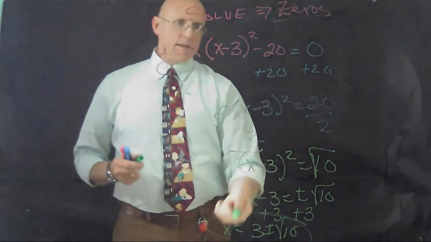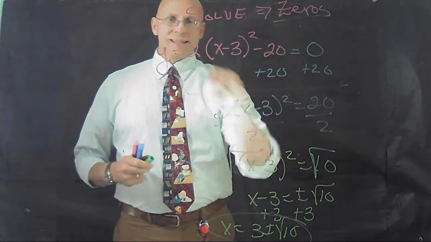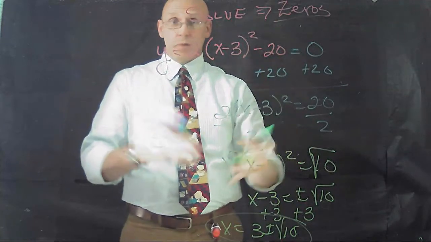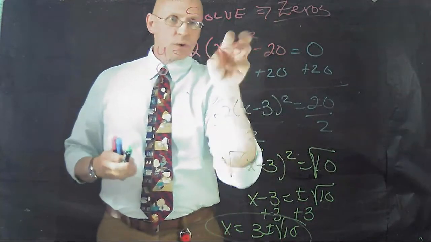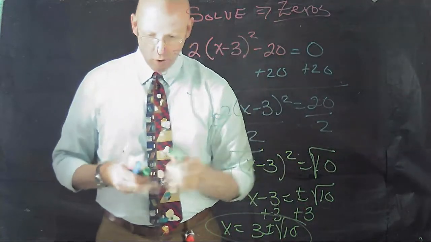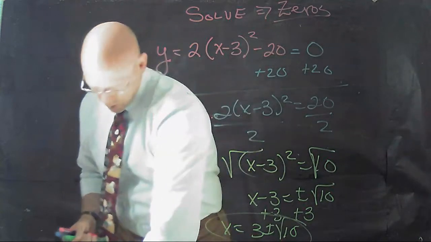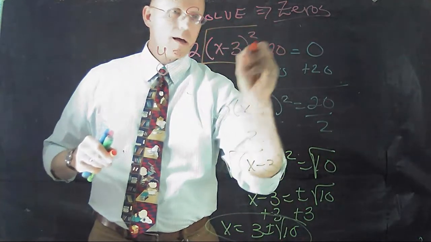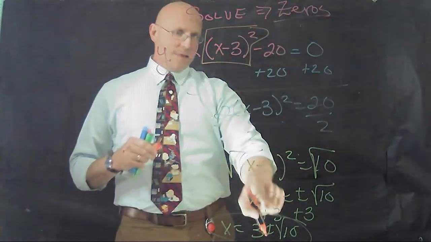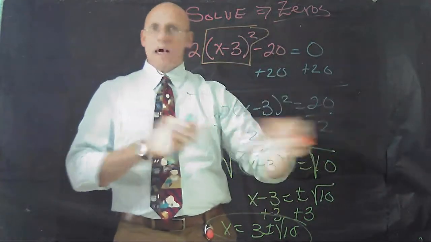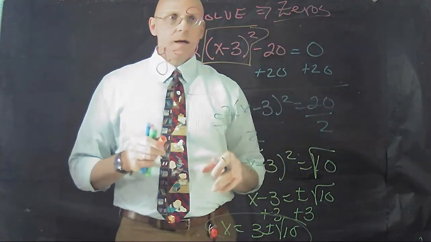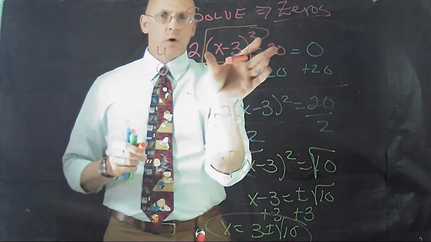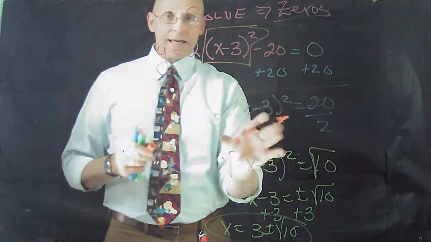Okay? We solved quadratics that were in this vertex form by using the square root property. We would get this binomial squared by itself. That was our goal. We wanted to isolate it, and then we would take the square root of both sides, and we were almost done. So if I'm able to put a quadratic in this form, then I could solve using this technique.